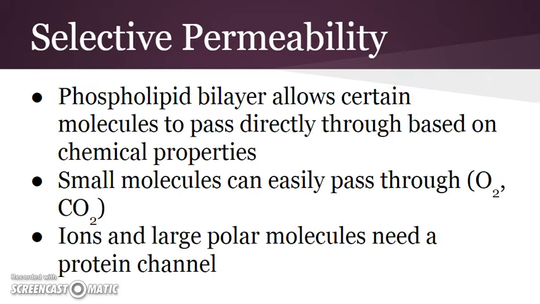So let's talk about selective permeability and exactly what that is. The phospholipid bilayer, like I said, only allows certain molecules to pass directly through based on their chemical properties. Small molecules pass through easily, and ions and large polar molecules need a protein channel. So if it is a polar molecule, it will need to go through a protein channel. All of those large molecules need those protein channels. They need a little bit of help.